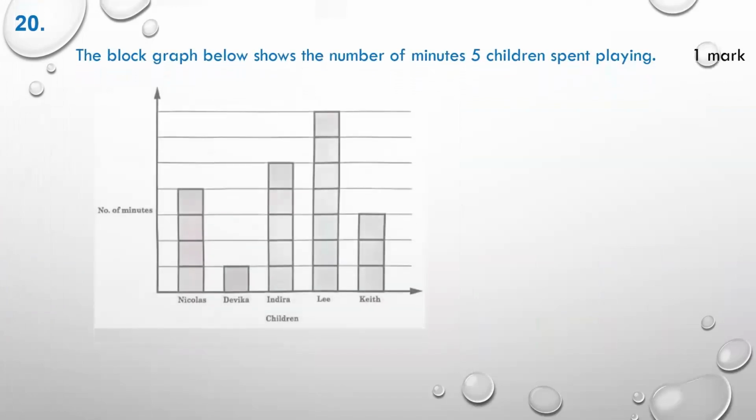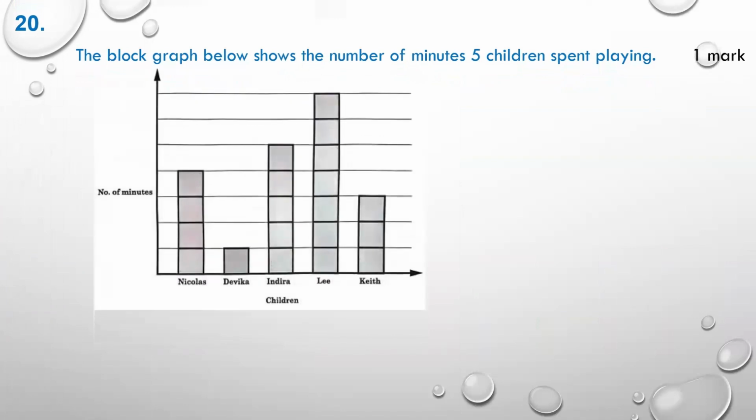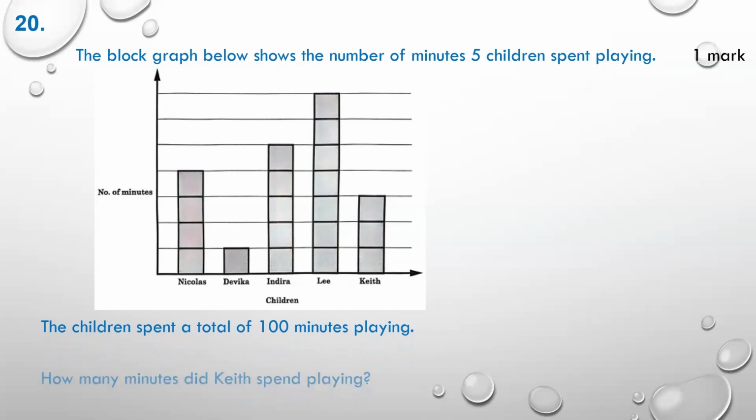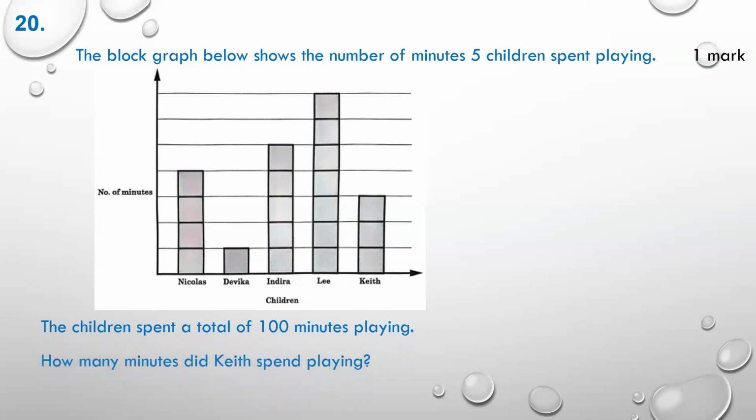The block graph below shows the number of minutes 5 children spent playing. So Nicholas played for how long? We don't know. We don't know how many minutes, but it was 4 blocks. And Devika for 1 block and so forth. The children spent a total of 100 minutes playing in all. How many minutes did Keith spend playing?